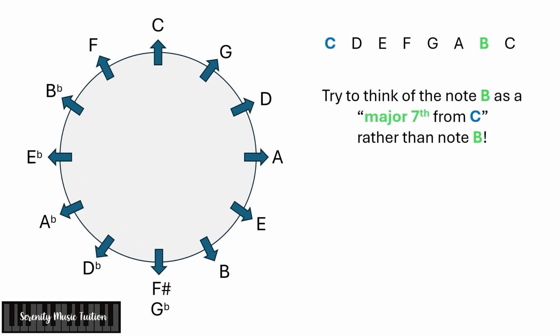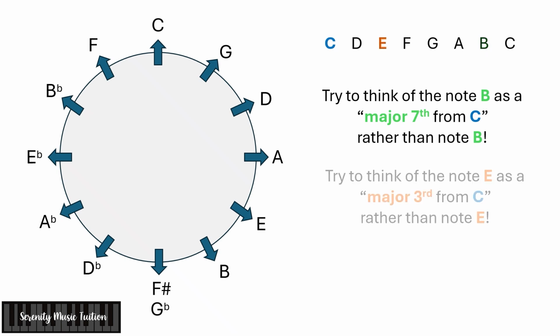So try to think of each note on the scale as an interval from the fundamental note of C. Try to think of the note B as a major seventh from C rather than the note B. Or try to think of the note E as a major third from C rather than the note E.